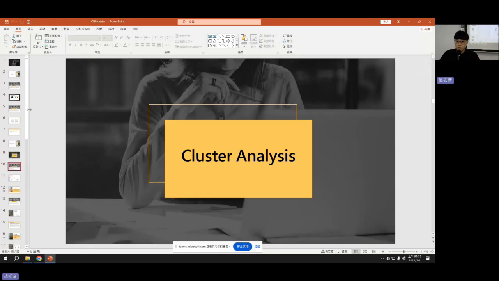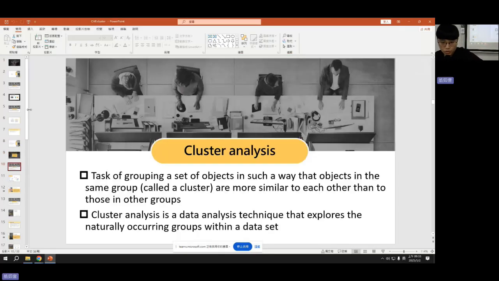We are talking about the definition first. Cluster analysis is when you try to group a set of objects based on what we call similarity. That means the objects within a group are more similar to each other than to those in other groups. So we have to categorize or group the objects based on similarity. Later we will use an activity to explain what similarity is.